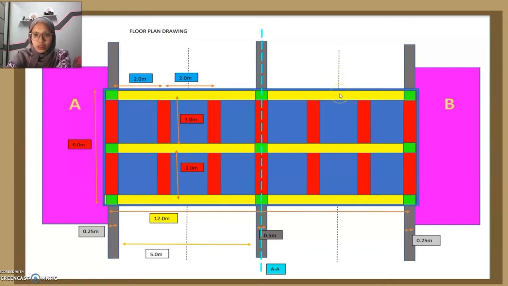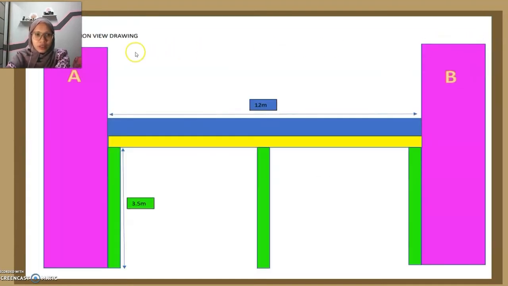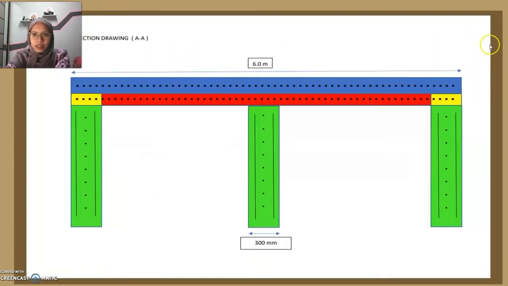Okay, the yellow one is the primary beam. The red is secondary beams. The blue one is a slab, and the green one is the column. So next, this is the detail of the drawing. Okay, this is a side elevation view drawing. And this is the cross section drawing AA.